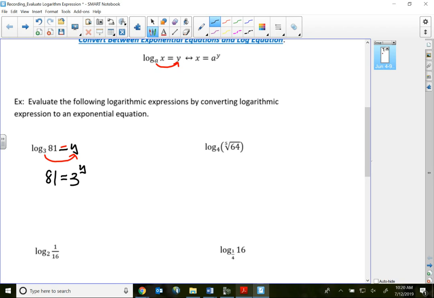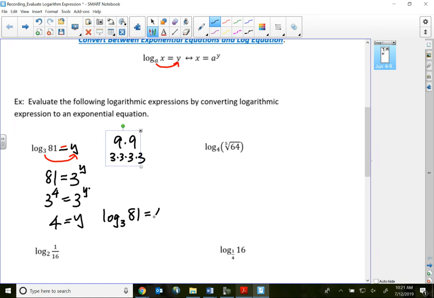What we want to do, like before, is try to make the base the same. So 81 is actually 3 to the fourth power, because 81 is 9 times 9, and each 9 is 3 times 3. So 3 to the fourth power is equal to 3 to the y power. Once we convert into exponential, we make the base the same so we can solve for the variable. So y is equal to 4. What that means is the original problem, log with the base 3 of 81, is equal to 4.